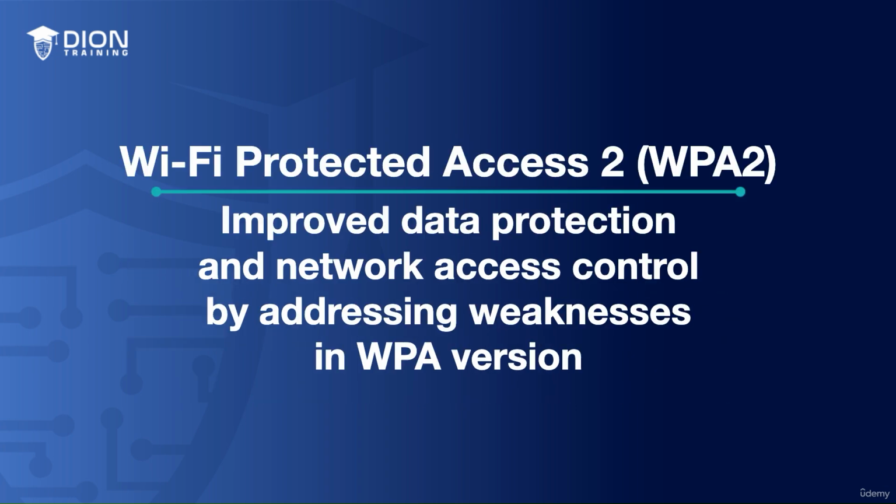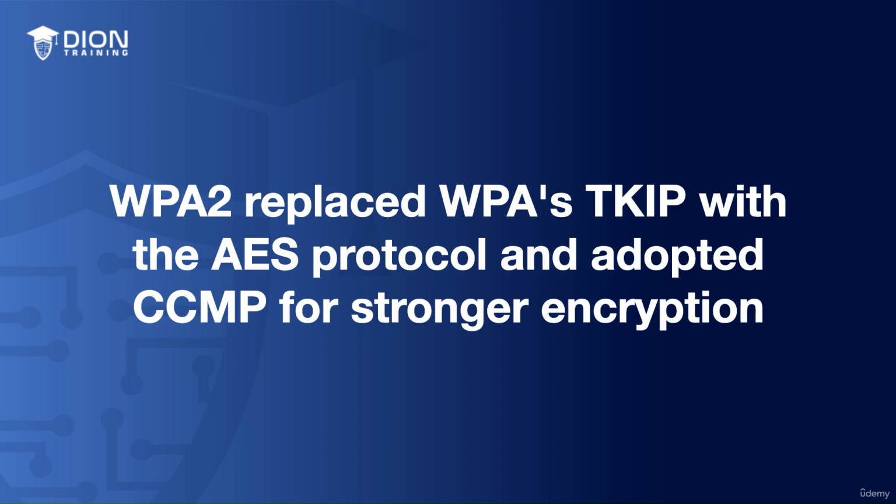So when the 802.11i standard was introduced in 2004, a replacement for WPA called WPA2, or Wi-Fi Protected Access 2, was released. WPA2 brought a new level of data protection and network access control to wireless networks by rectifying many of the weaknesses observed in the older and more vulnerable WPA implementation. WPA2 replaced WPA's TKIP with the Advanced Encryption Standard, or AES protocol, and it also began utilizing the CCMP as a more robust encryption mechanism.